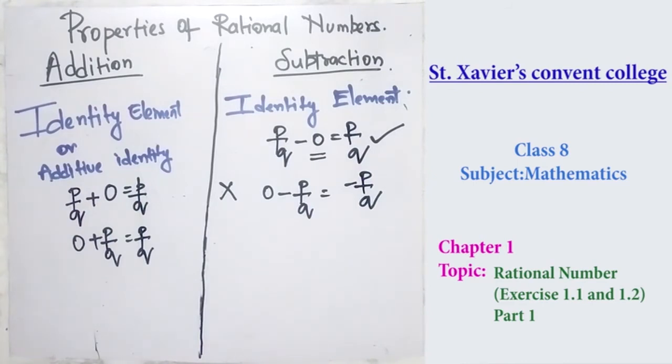Let's discuss with an example over here, that is 2 upon 7.